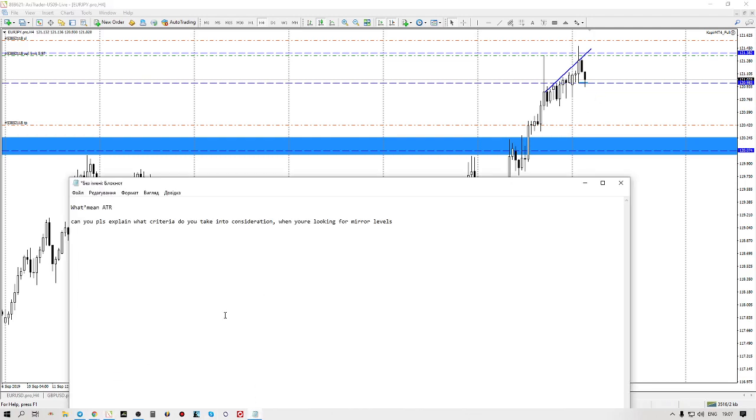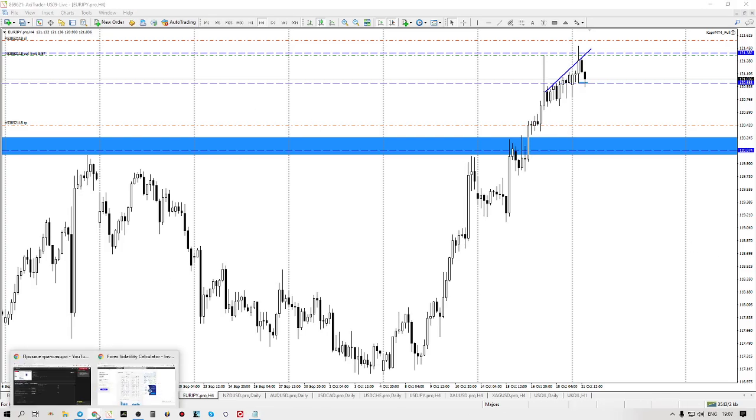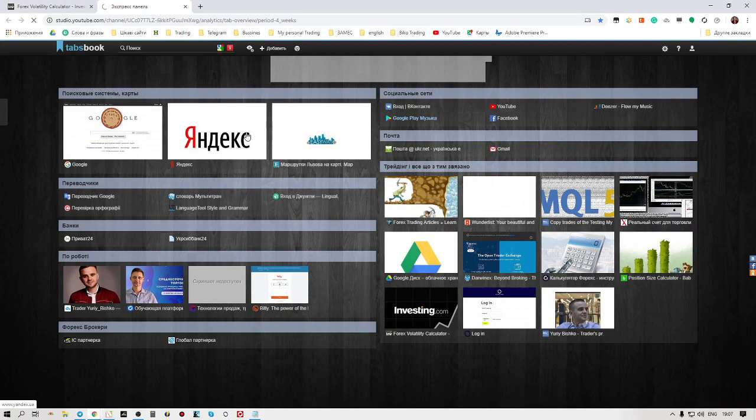Okay, and the second question was, can you explain what criteria you take into consideration when you're looking for a mirror level? About mirror levels, I sent many times that stuff which I posted as an idea on TradingView, and you need to see it carefully because mirror levels. Few seconds.